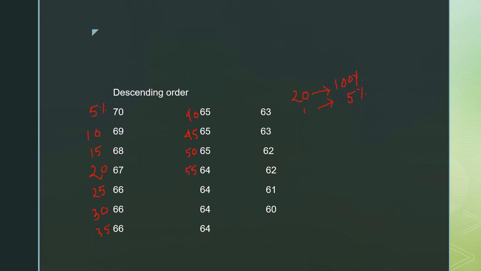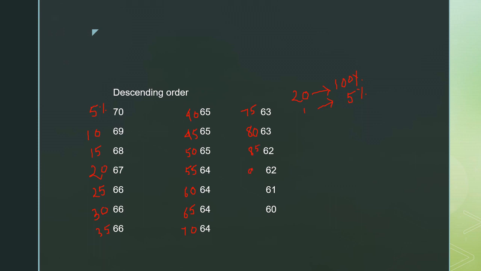So a 55% value here we get. Then the 60% value is 64. This is the 65% value, this is the 70% value, this is the 75% value. Next, this is the 80% value, and this is the 85% value.